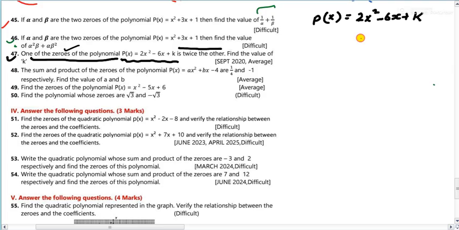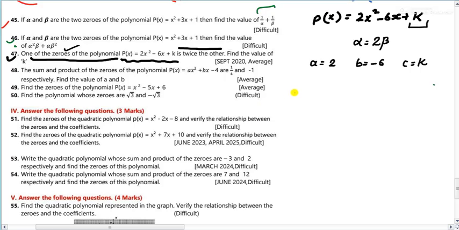Means if I take one zero as alpha, it is twice the beta. Can I write this? Twice means double. Getting me? So this is the data they have given. Alpha is equal to 2 beta. Now, as per this question, what are the values of A, B and C? It's 2, minus 6 and k, not 1. At the place of C, they have given k. Got it? So write it.